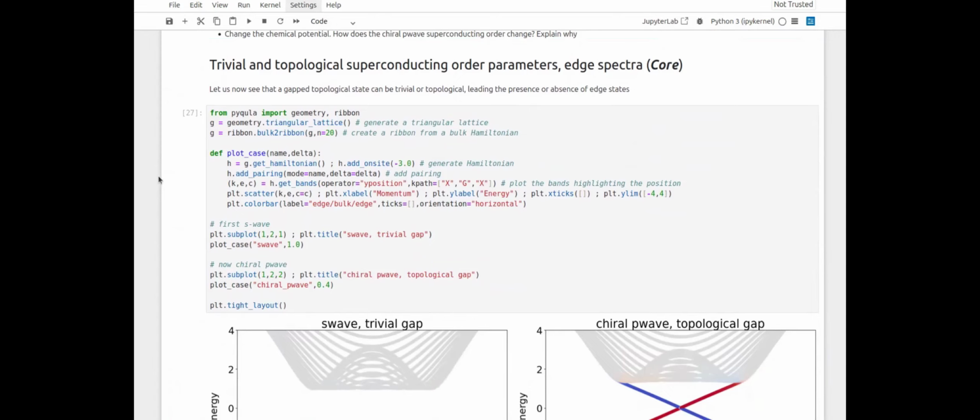Okay, now we are going to look at how the bulk and edge spectra differ for trivial and topological superconducting orders. In particular, we are going to take the Hamiltonian of a system that has either a trivial gap in the bulk or a topological gap in the bulk, and we are going to plot the electronic structure at the edge. So we are going to take a triangular lattice, make a ribbon, and then add a certain superconducting order in the bulk of this system.